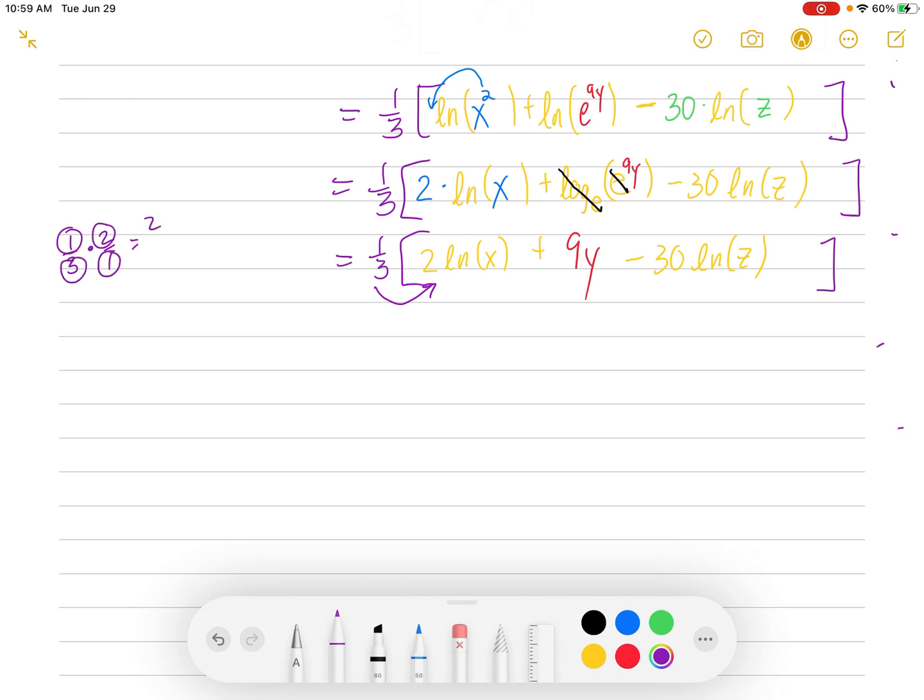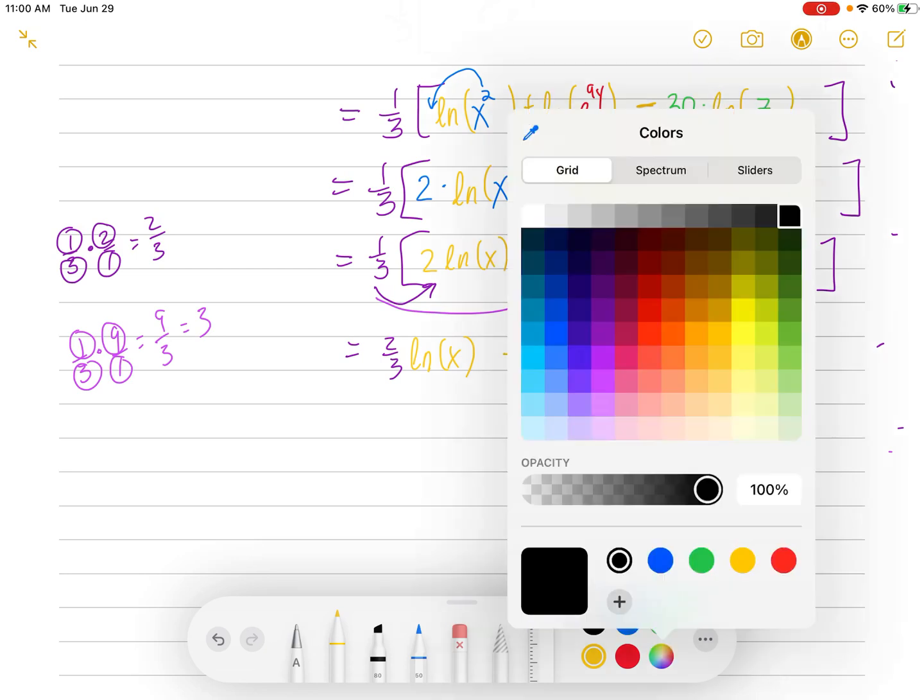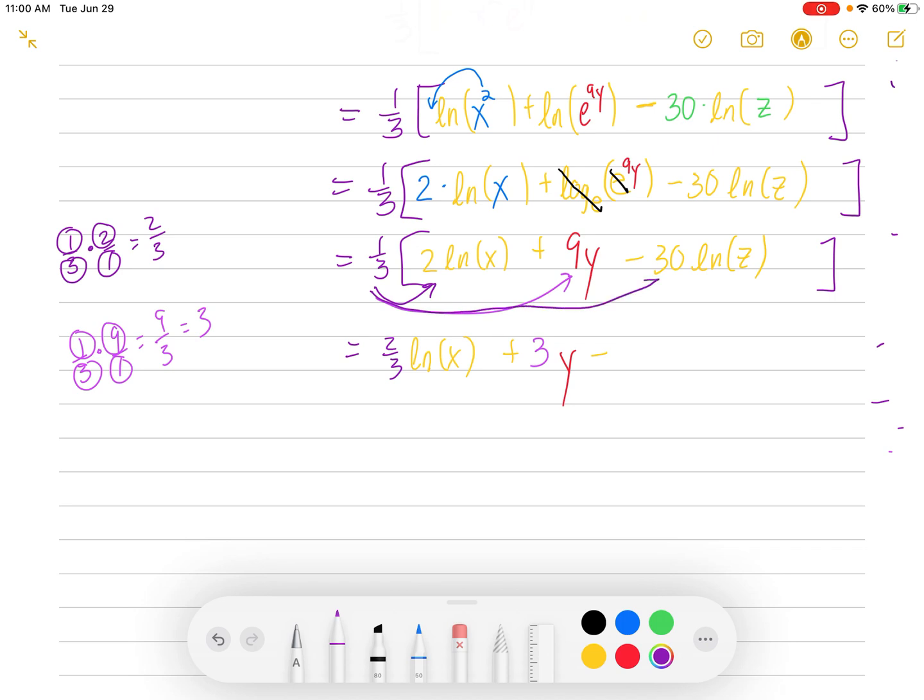So my final step here is to distribute this 1/3 through. I'm going to multiply 1/3 times 2. What's 1/3 times 2? Well, 1/3 times 2 over 1: 1 times 2 is 2, 3 times 1 is 3. So 2/3. So I'm going to have 2/3 natural log of x plus, okay, then I'm going to take 1/3 times 9y. What's 1/3 times 9y? Well, 1/3 times 9 over 1: 1 times 9 is 9, 3 times 1 is 3, 9 over 3 is 3. So we're going to have 3y.